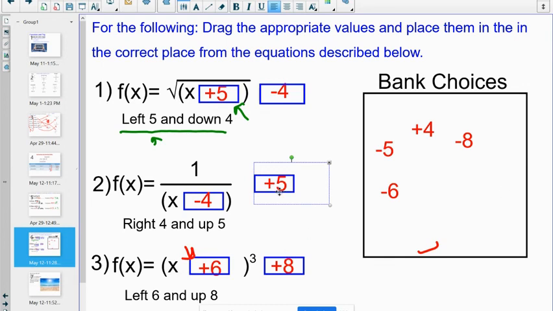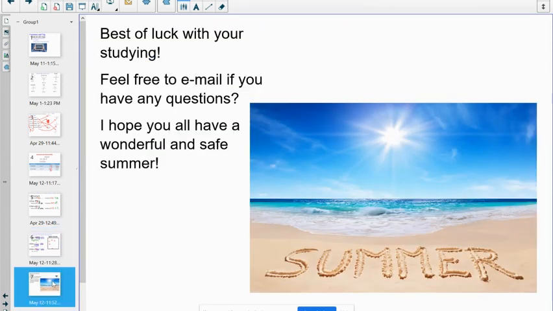You're going to be dragging options, and the negative 5 or positive 5 will signify if it's minus or plus. So again, best of luck with your studying. Feel free to email. I know I say that all the time, but make sure you've completed all your past homework assignments. You can still complete them and we'll check them off.